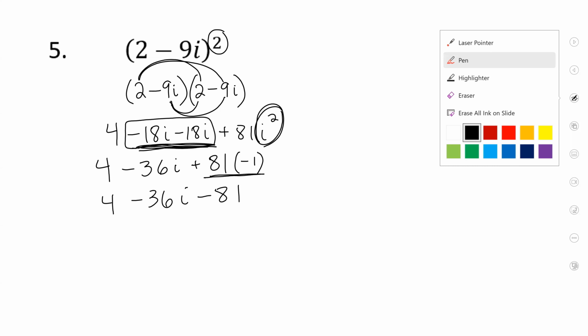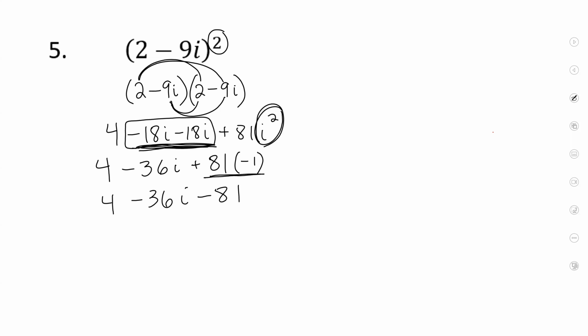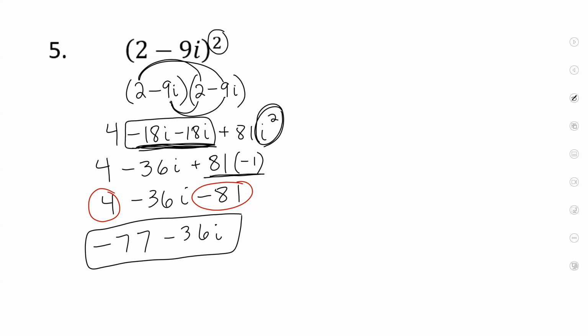Now, I'm going to combine my numbers. 4 and negative 81. Yes. So 4 minus 81, what do we do, guys? We're going to subtract their opposite signs. So subtract 81 minus 4, you'll get 77, keep it negative, minus 36i. And that's your answer.